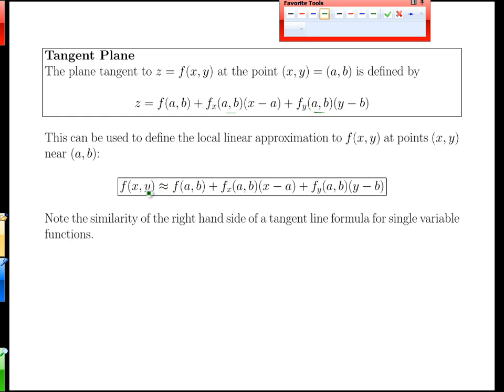Another way we can write this is that our curved function, the actual curved surface, is approximated by the tangent plane formula. And we can make use of that if it's helpful in a particular application. We'll see that as we go through some of the examples.